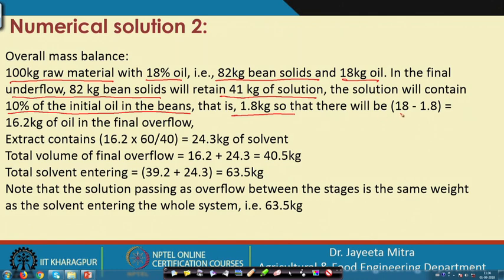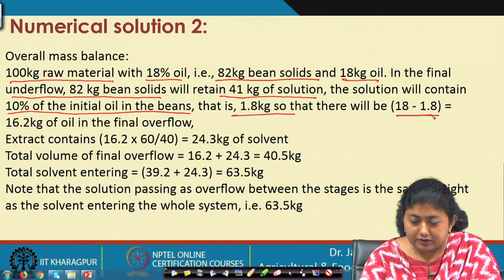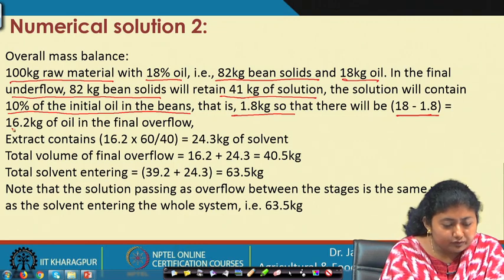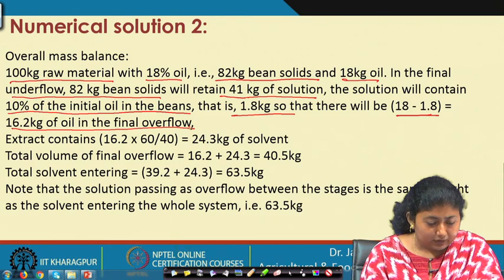So, that 18 minus 1.8 has gone to the overflow, right. So, 18 minus 1.8, so 16.2 kg of oil in the final overflow, right.